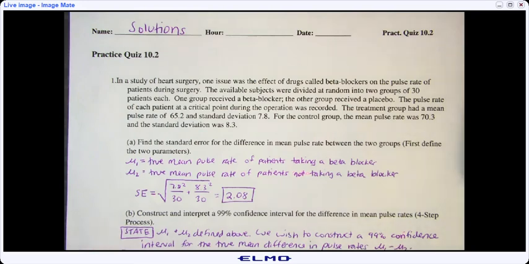In 10.2, we're learning something very similar to what we did in 10.1 with proportions. Now we're just using the same thing, but with means. So we're combining two samples and we're talking about the means of them and comparing them.